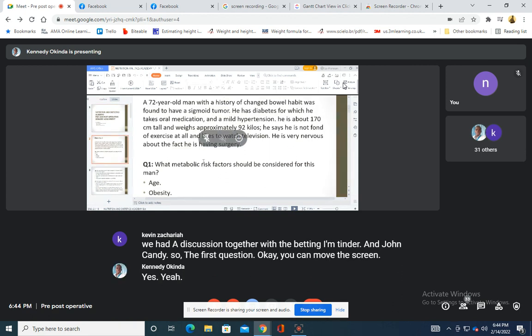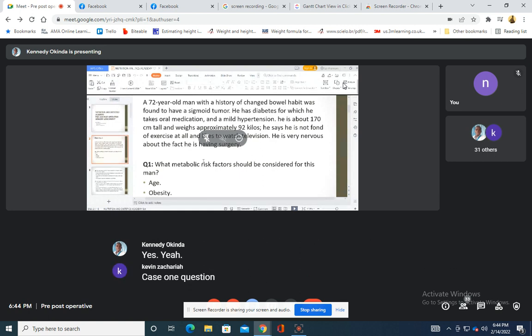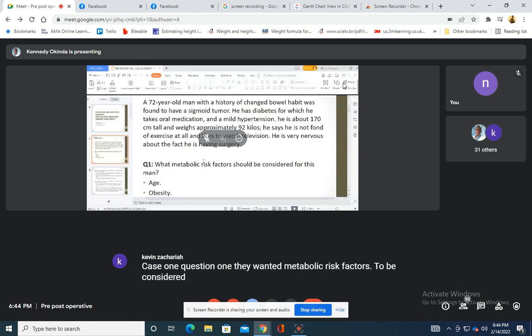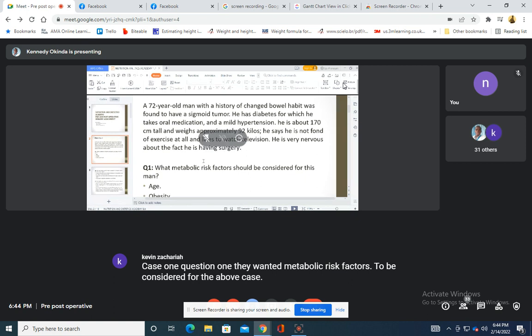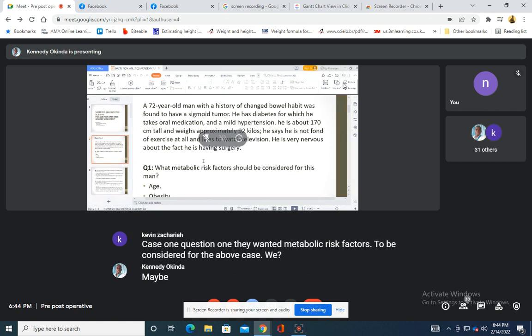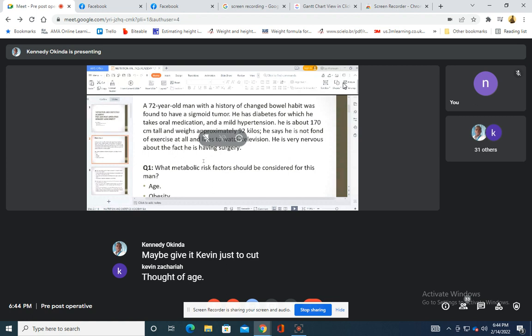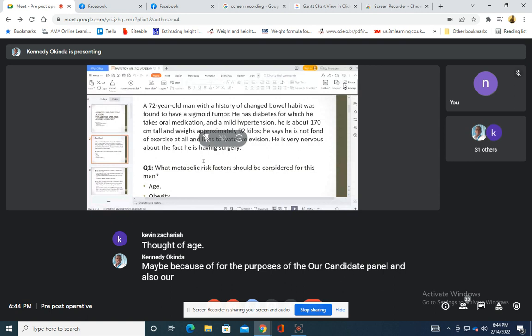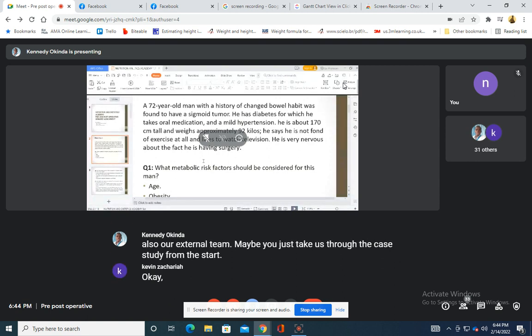Case one, question one: they wanted metabolic risk factors to be considered for the above case. Kevin, just to cut you, for the purposes of our candidate panel and also our external team, maybe you just take us through the case study from the start.